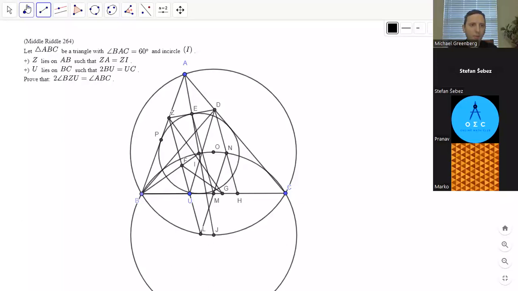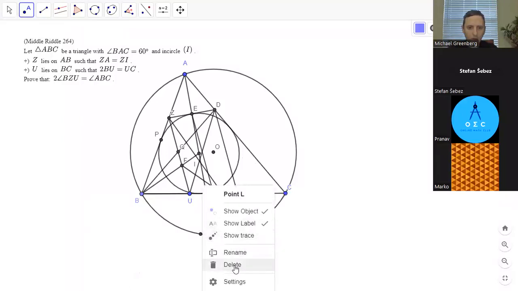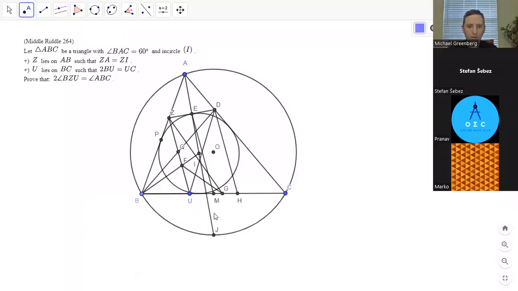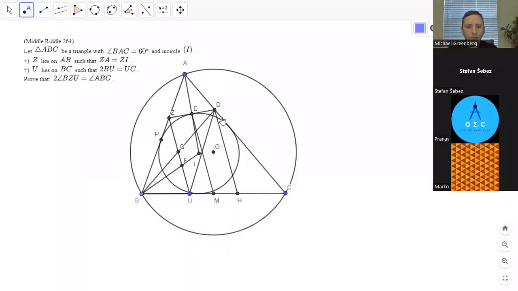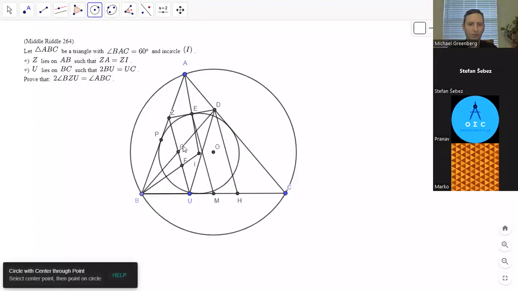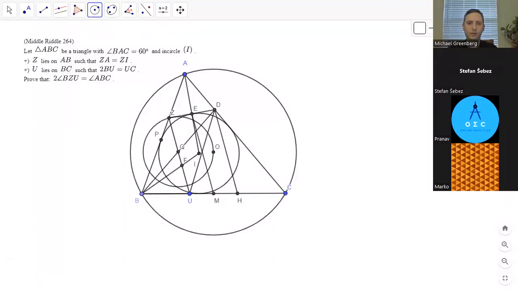And it almost looks like they meet at a point right there. Okay. I'm going to delete some of the stuff we added. So Q is the midpoint of ZU, is what you're saying? No, BD. Q is the midpoint of BD.